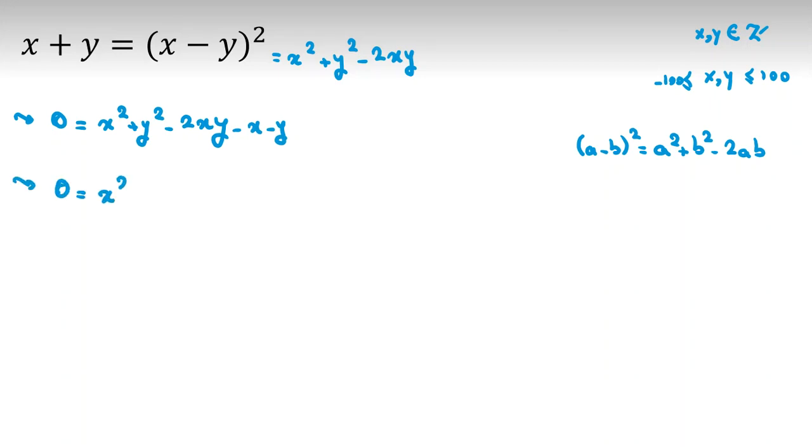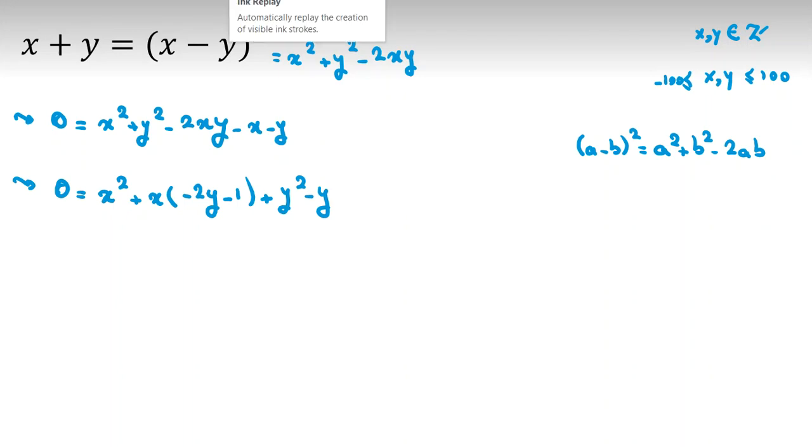How? It is x squared plus x times (negative 2y minus 1), plus y squared minus y. That's 5 terms. Now we want to solve this quadratic equation in terms of x.